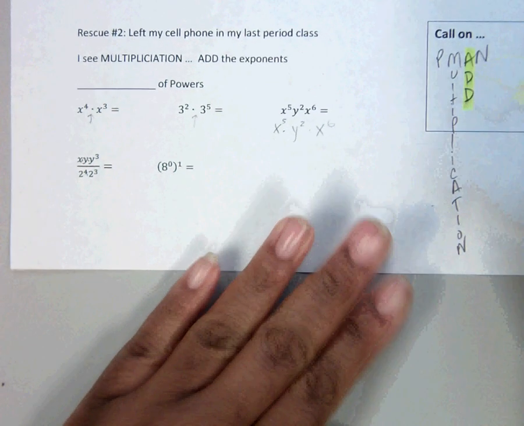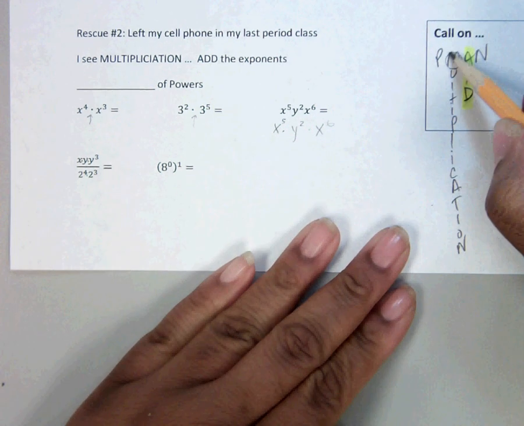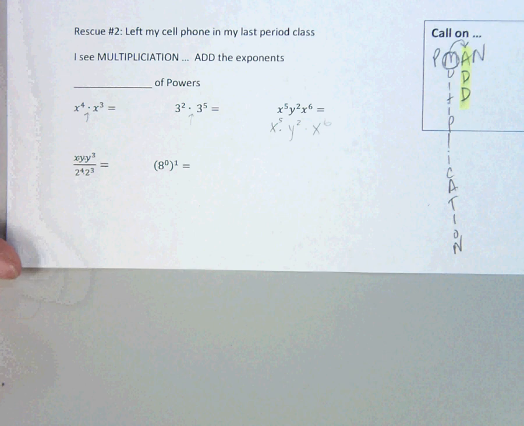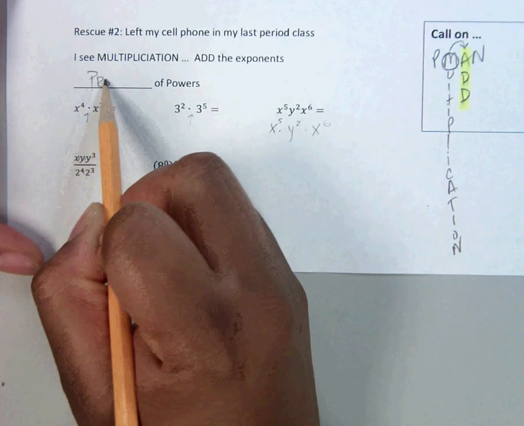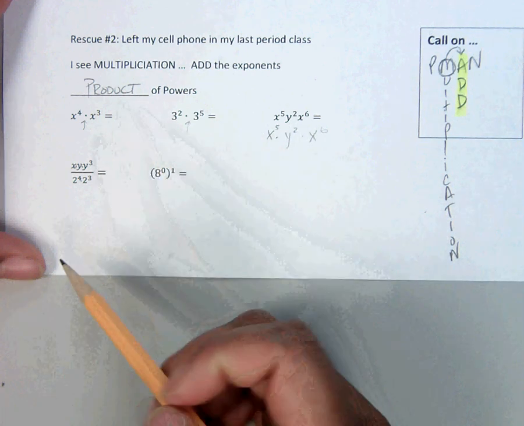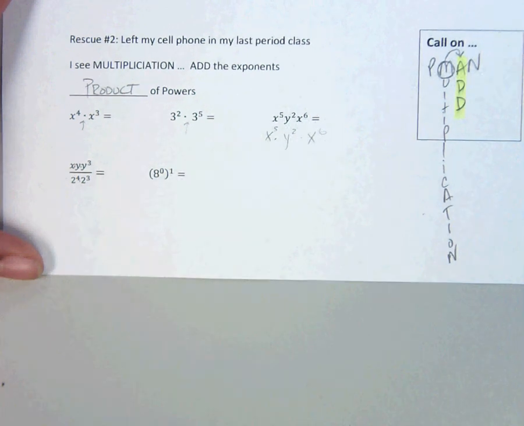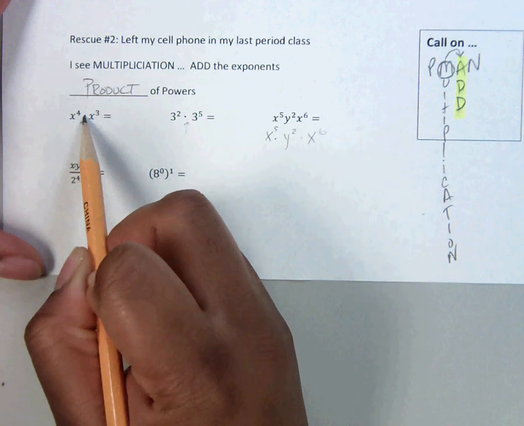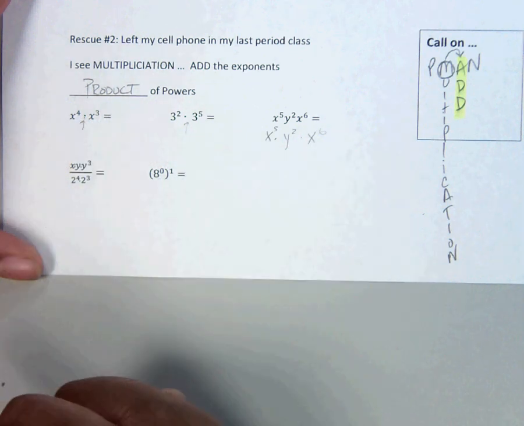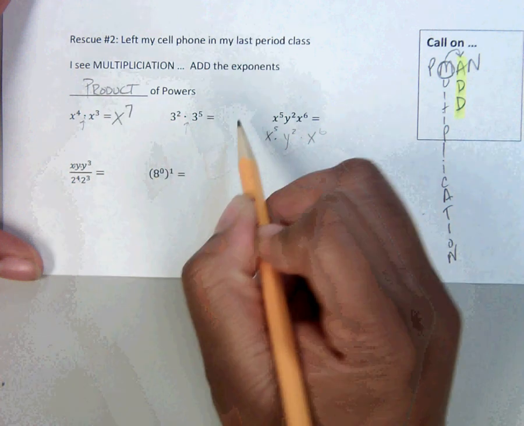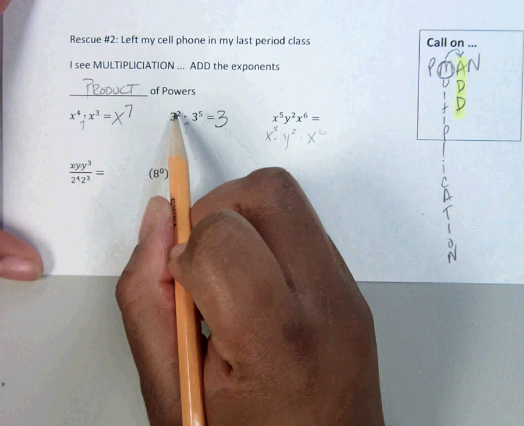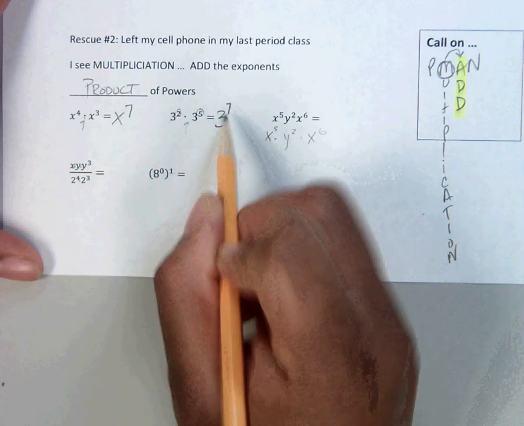Add the exponents. I see multiplication. So add the exponents. This is what we call the product of powers. And so these are powers, and we're taking the product of them. To do that, add the exponents. So even though this is here, and that's what we see, that's not what you do. You add. This is not an exponent, so you don't add it. You add the exponents. Okay?